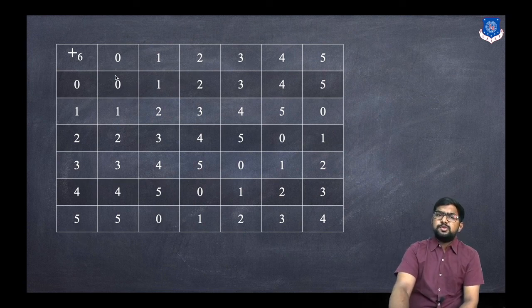Now 0 plus 0 will be 0. How? 0 plus 0, and if we divide it by 6, the remainder will be 0. Now 0 plus 1, 1 divided by 6, the remainder will be 1. So this row is clear. Now consider 2 plus 4, that is 6, and 6 divided by 6, the remainder is 0. Now 2 plus 5 is 7, 7 divided by 6, the remainder is 1. Consider 5 plus 3, that is 8, 8 divided by 6, the remainder is 2. So this is how you can find the table.